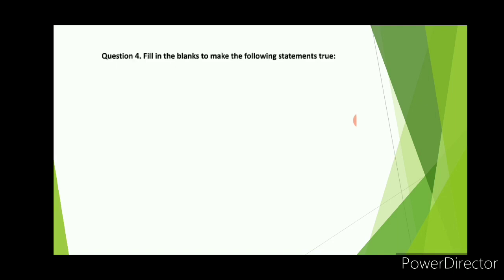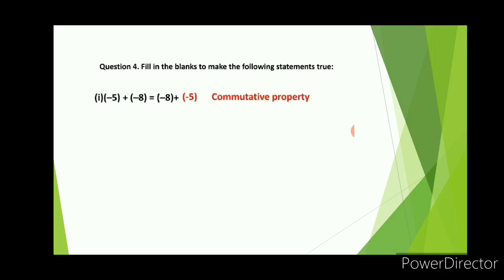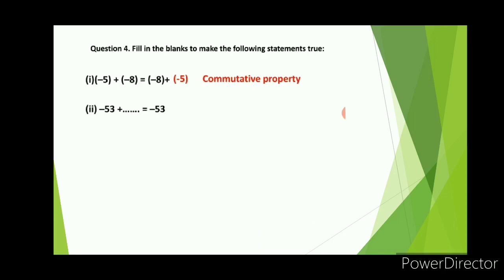Question 4. Fill in the blanks to make the following statements true. First one, minus 5 plus minus 8 equals minus 8 plus dash. Here the same numbers are arranged in a different order. So, what is the answer? Minus 5. Which property is this? Commutative property.